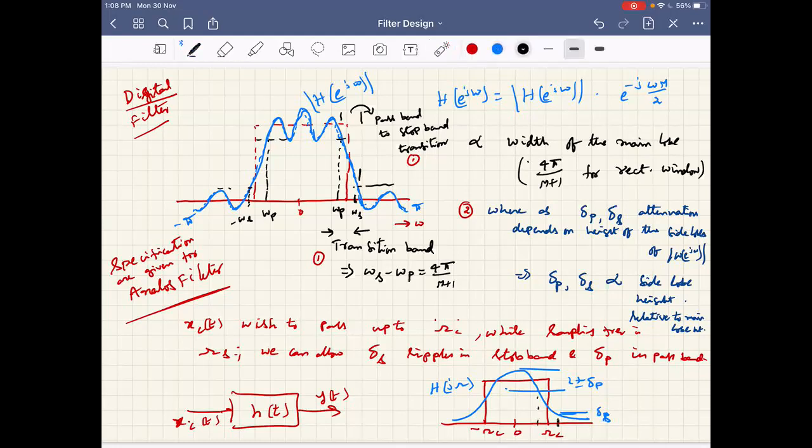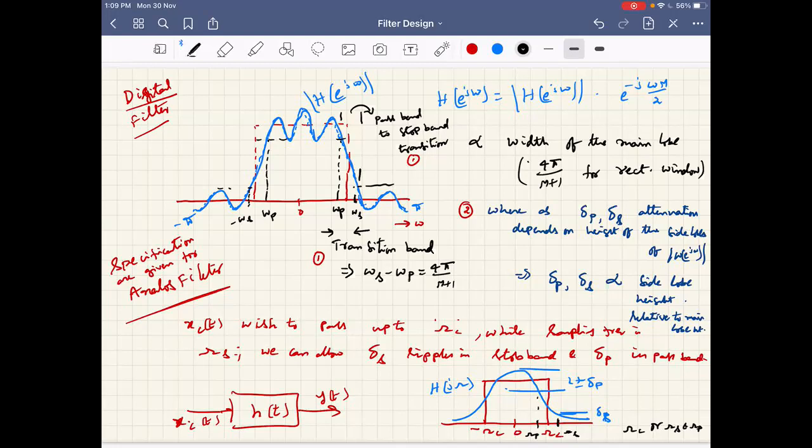Okay, this will define the pass band and stop band cutoff frequencies, that is omega p and omega s. Instead of giving omega c, they may give omega s and omega p. They can give either. If they give omega c, we can keep omega p and omega s around it. This is how the specifications of a practical filter will be.